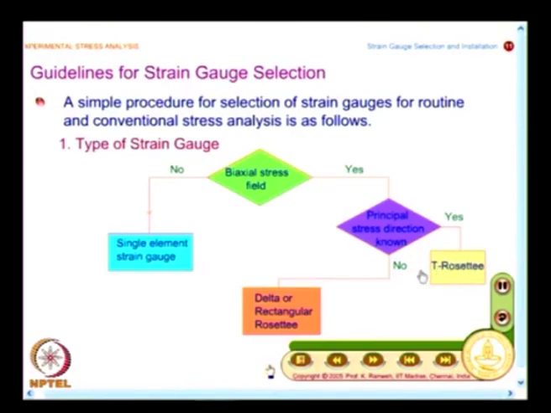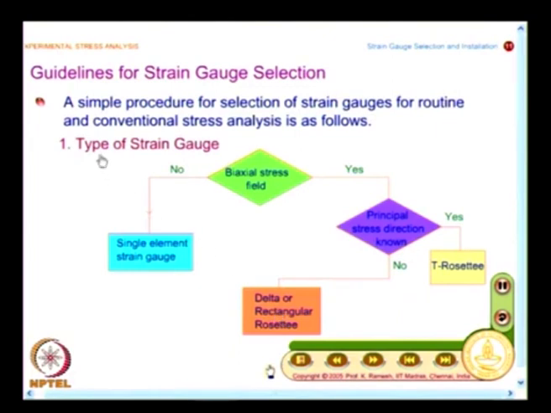After looking at transducer application where you connect 4 strain gauges to one Wheatstone bridge, do not go and connect 2 strain gauges of the rosette in one Wheatstone bridge. It does not make any interpretation possible. You need to measure strain at 2 perpendicular directions from your measurement point of view. And suppose I have a situation where the principal stress directions are not known and I am in a biaxial stress field, I need to have a delta or rectangular rosette.